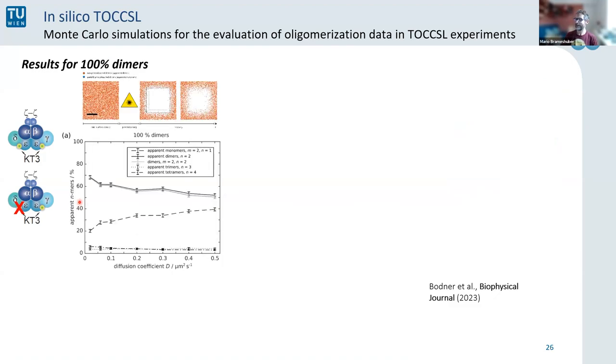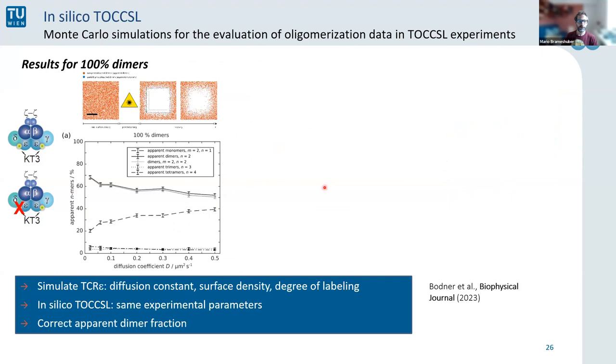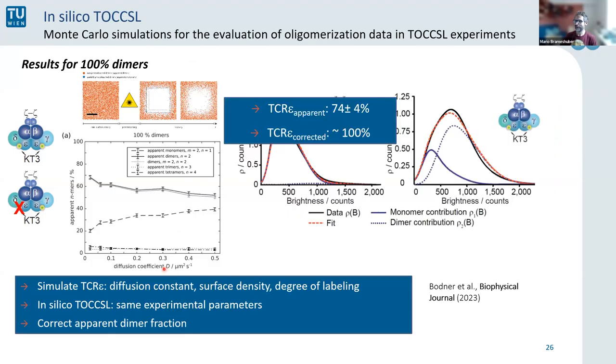Okay, so let's come back to the example of the T-cell receptor that I showed you before. We know all the details about the T-cell receptor. We know surface density, diffusion coefficient, and we know the experimental parameters. So we can correct for the apparent dimer fraction we observed. And the correction easily yielded a corrected dimer fraction of close to 100%. So the outcome of the experiment of 75% was truly just because of the generation of partially photobleached dimers, and the true number is around 100%. This is what we could show.